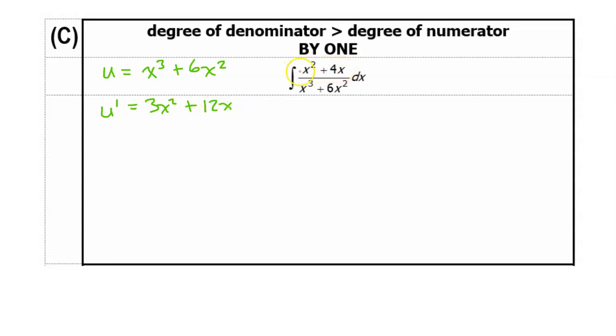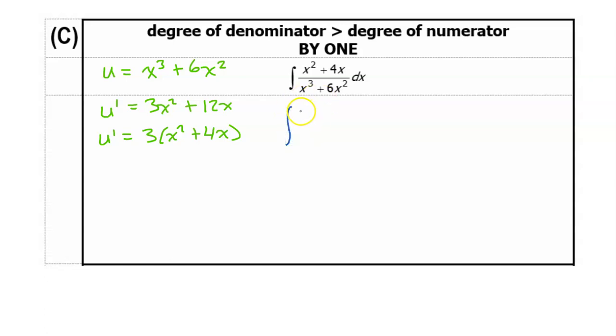In the numerator, I don't have any number in front. It's just x squared. So let's see what happens if we factor out a 3. U prime will then be 3 times x squared plus 4x. Wait a minute, x squared plus 4x. That will cancel out the numerator. So we will not need partial fractions. We can just do regular u substitution.